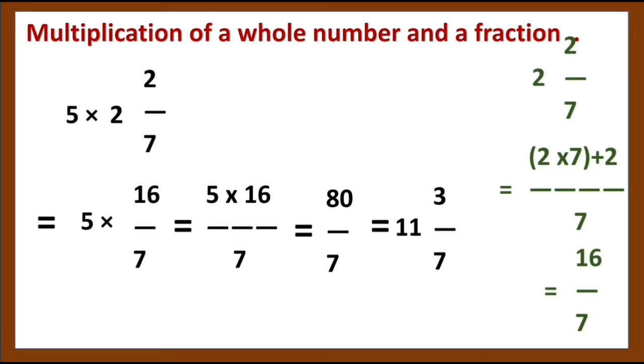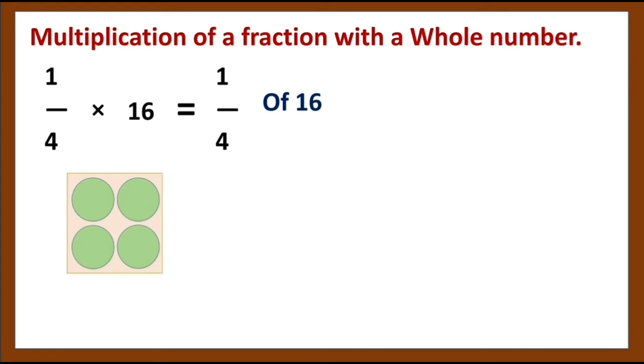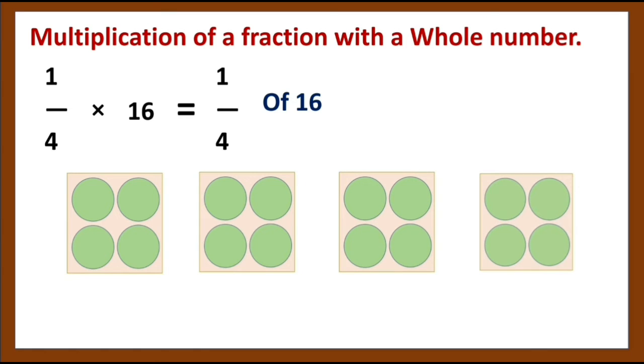Like this, we can multiply a whole number and a mixed fraction. And multiplication of a fraction with a whole number: 1 by 4 into 16. The students observe that 1 by 4 of 16 means out of 16 things, we have to take 1 by 4 part. Here I am taking 16 circles and dividing these 16 circles into 4 equal groups. And out of these 4 equal groups, I have to take 1 by 4th, that means 1 part.